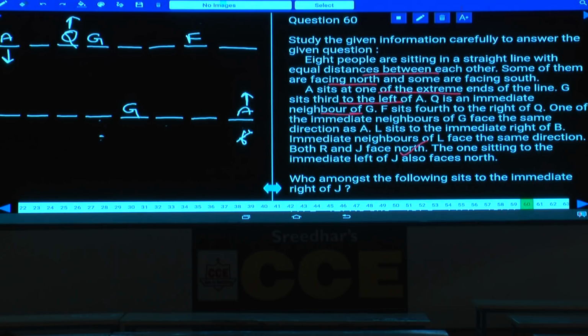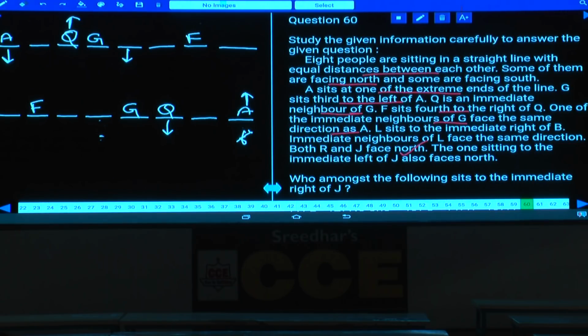Now Q is at this place, and Q is an immediate neighbor of G. F sits 4 to the right of Q. As F is seated 4 to the right of Q, Q is facing south, and F will be here. And one of the immediate neighbors of G faces the same direction as A. One of the immediate neighbors of G means this Q. Q and A are facing the same direction in this case, which is not possible. Hence, this person must be facing towards south.